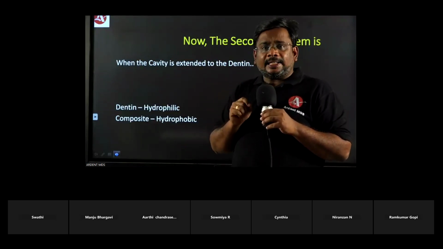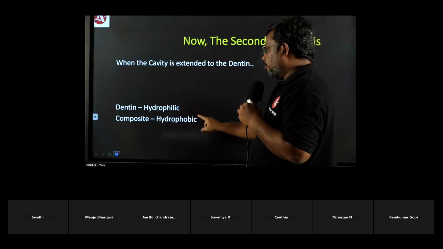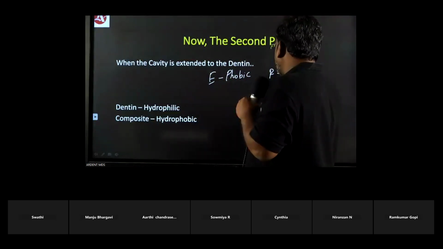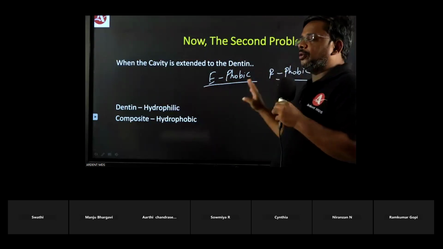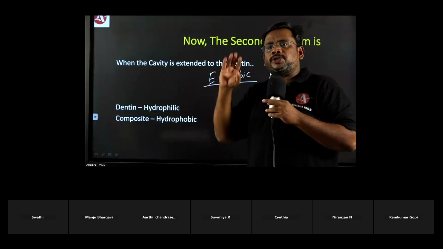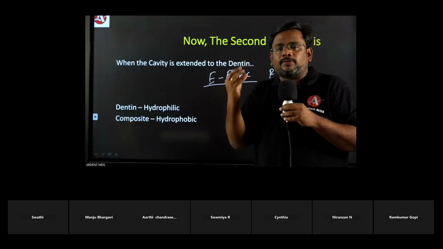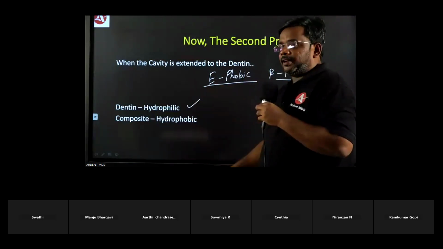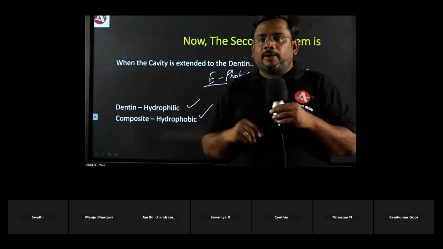Roughened enamel acts as hydrophobic. Enamel is phobic, and resin is also phobic. Resin doesn't like water. I'm talking about hydrophobic; this is also hydrophobic. So both will join together, no issues. But when it extends to the dentin, dentin is filled with dentinal fluid. It is a fluid, right? So it is hydrophilic. So dentin is hydrophilic, composite is hydrophobic, so it doesn't bond. Okay, first problem.